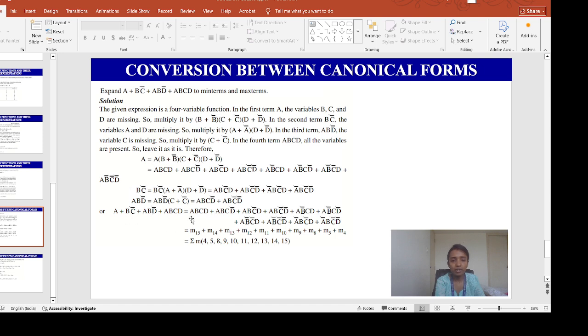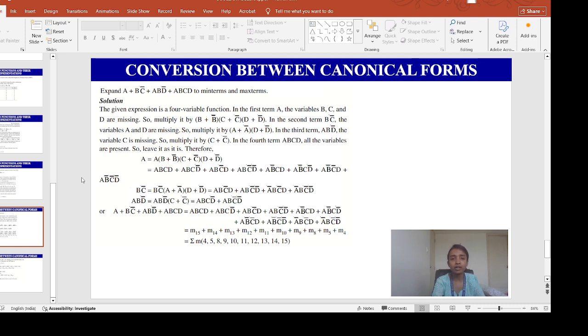So what is ABCD? That means 1 1 1 1, that means 15, right? 1 1 1 0, 14. Likewise, then 1 1 0 1, 13. Likewise, we have to write all these min terms with suffix as the decimal digit. And we already know that we can finally express it as summation of M 4, 5, and all the suffixes we can write here. So we have expanded this expression to min terms.